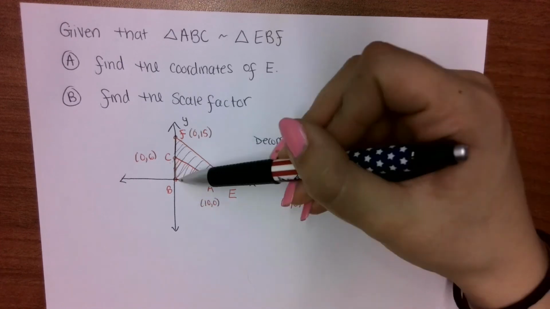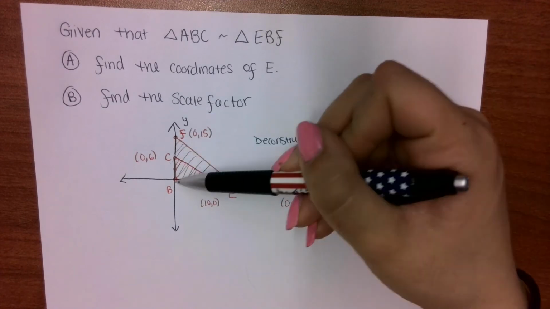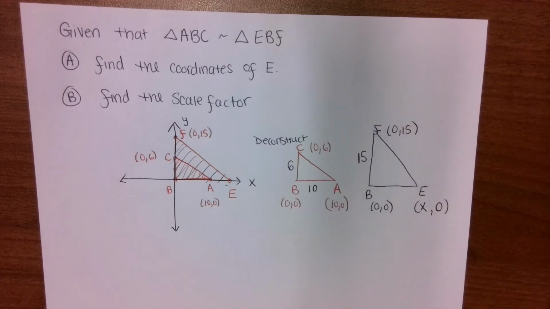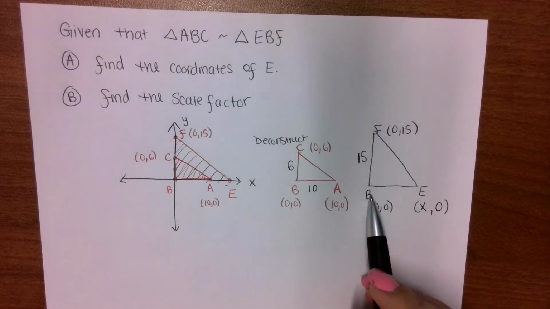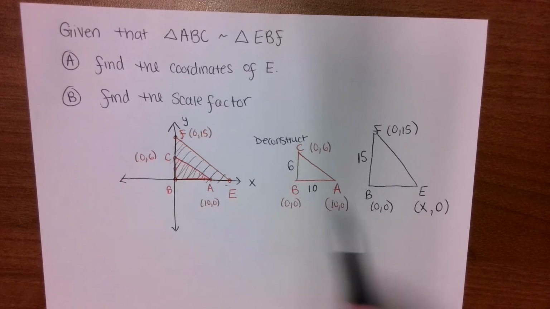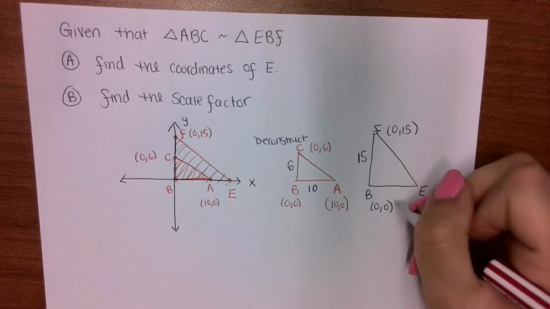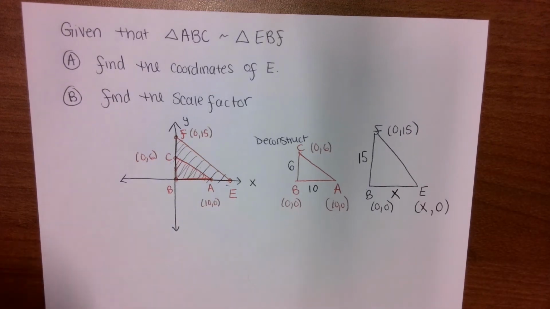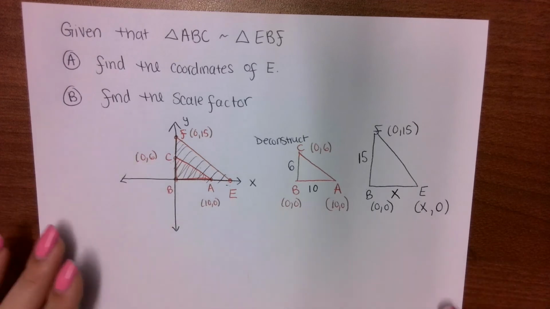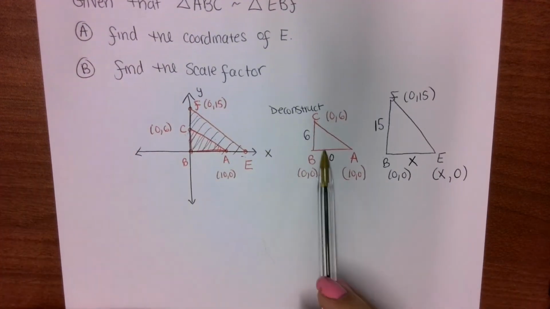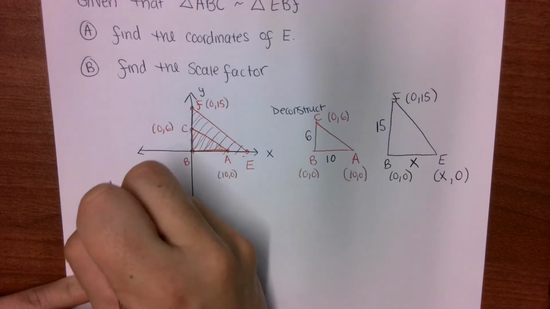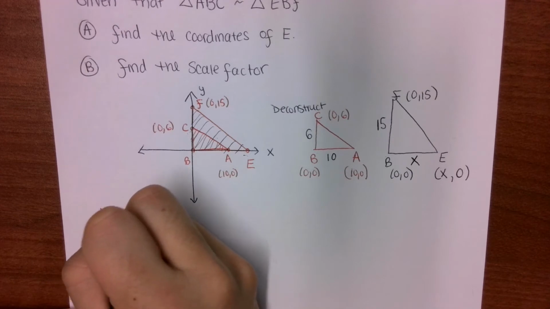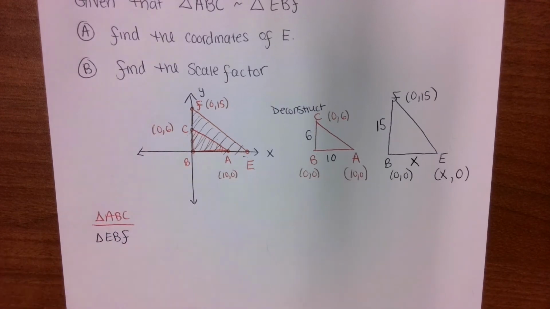Now let's check here. From B to F, at (0, 0), you went up 15. So the side here is 15. And then from B to E, I do not know what x is, so the distance here is x. Okay, so now we're going to compare the sides to make our proportion. So we're always going to have this triangle first. It'll be triangle ABC over the other triangle EBF. So we'll keep that in mind. This is the ratio we're going to do.